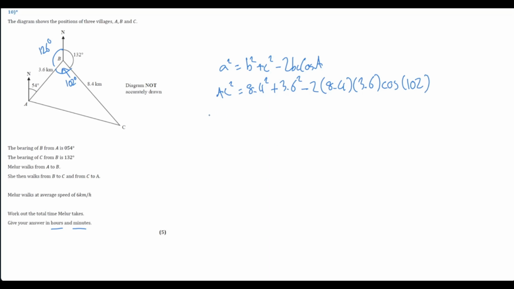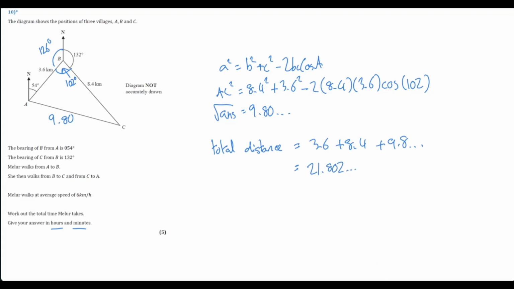Remember to square root your answer, of course, so whatever that gives you, and that will be 9.8 something, but again, don't round too early. So this is 9.8, our total length for AC. Now we can work out a total distance. Just add all the sides together, 3.6 add 8.4 add 9.8, and if we do that, we get 21. Remember that 9.8 kept on going, so that's going to be 21.802, keeps on going.